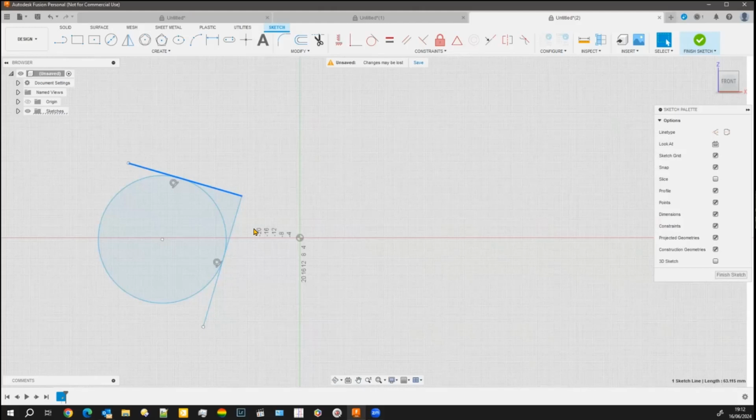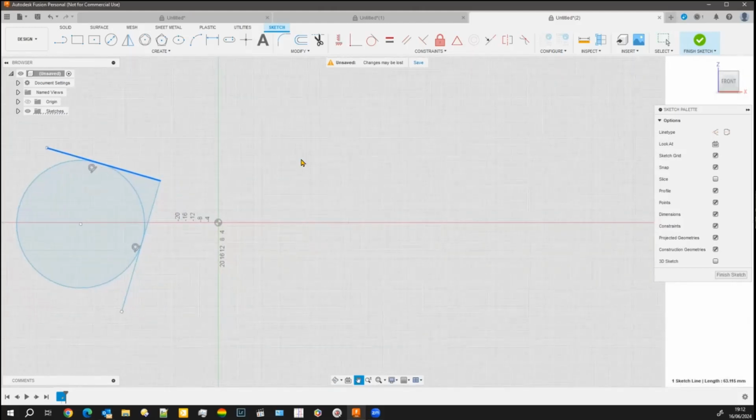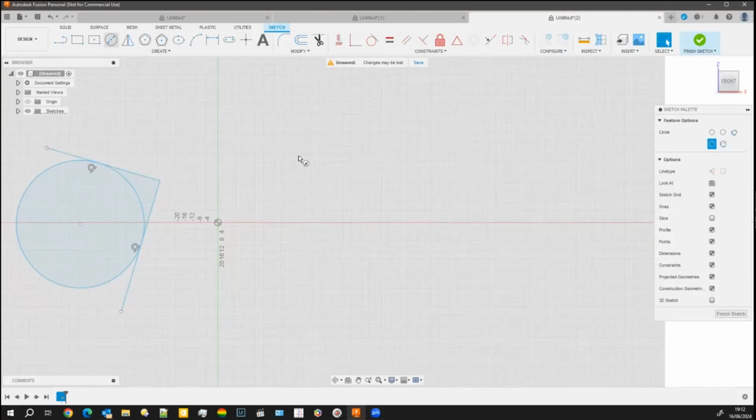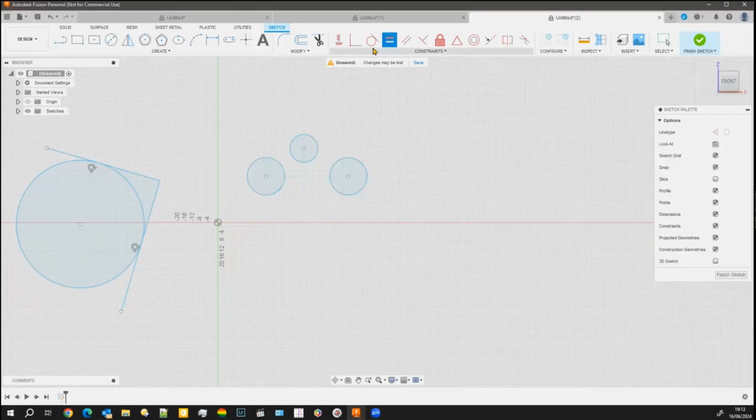Now the next one I want to look at is the equals one. Gets a bit easier from here on. So if I have a circle there, and one there, and one there, and I want to make them equal, equal command, that one, and that one, and they're both equal.